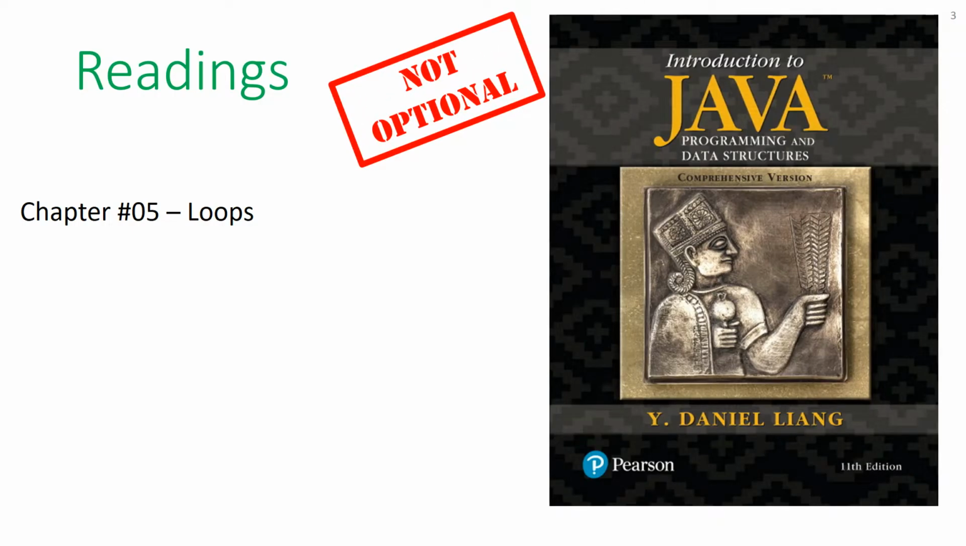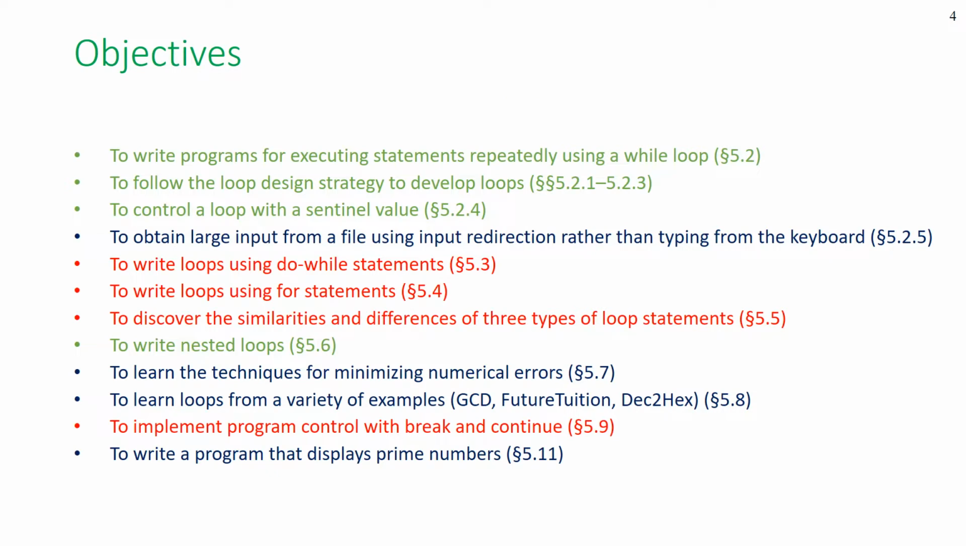So the reading assignment is chapter 5 for this module, actually entitled loops, not optional. You can see that the stuff in green is what we already covered. And this is actually, I would argue, the hard part, how to write programs that use loops. And then what we have left that we are going to focus on in the lecture in red is writing a loop using the do while statement. Instead of the while statement, there is a do while statement.